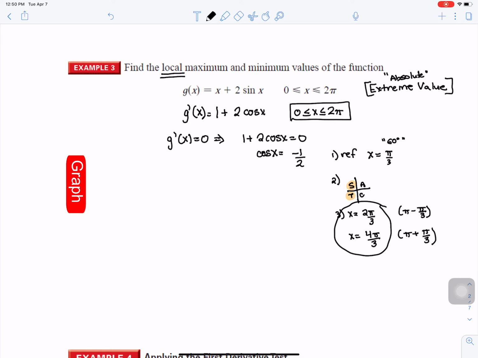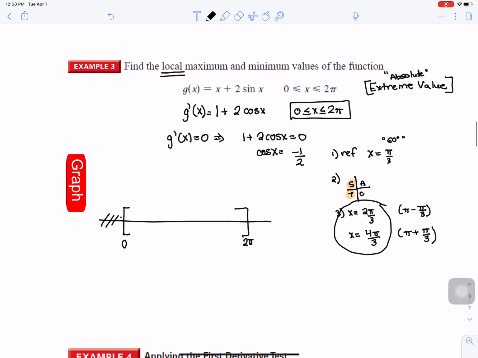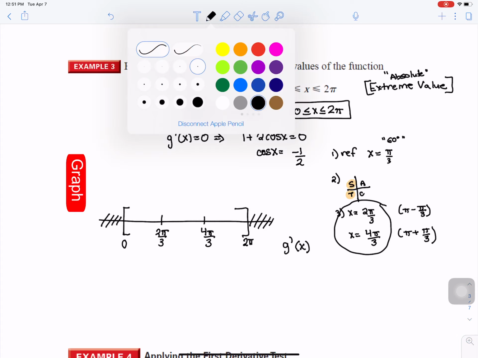So on my number line, we're going to stop our interval at 0, and we're going to stop our interval at 2 pi. We don't want to consider anything before that. I throw my critical points on here, so 2 pi over 3 and 4 pi over 3, and I need to figure out, is my value of the derivative positive or negative in these intervals? So let's test that out.